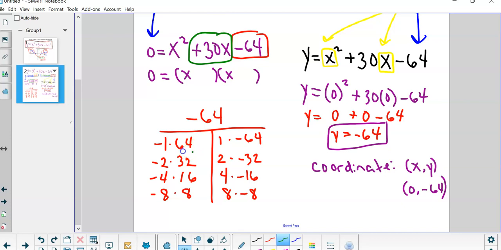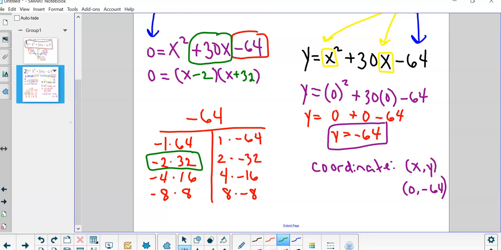So if you're looking at negative 2 and 32, you'd be correct. You take negative 2 and add that to 32, then you end up getting positive 30. All right, so what that means is we can take that negative 2 and that positive 32, and we can write that up here. So negative 2 and positive 32. All right, we're almost there.